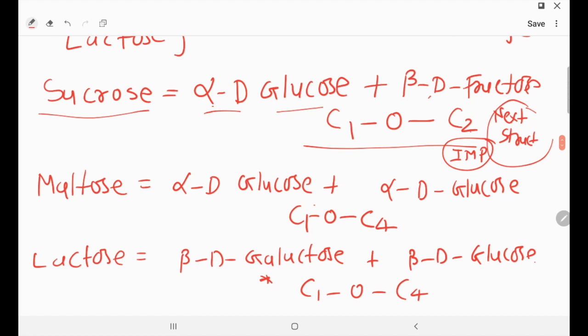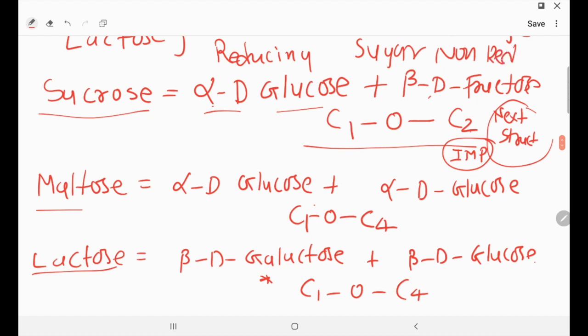One thing you will understand later is reducing sugar and non-reducing sugar. For that, please don't forget to watch the next lecture. I am sure you understood today's lecture very clearly. We are going to draw all the possible structures of sucrose, maltose and lactose in the next lecture. But please revise this lecture, because the more you practice the structures, the more your concepts will be clear.